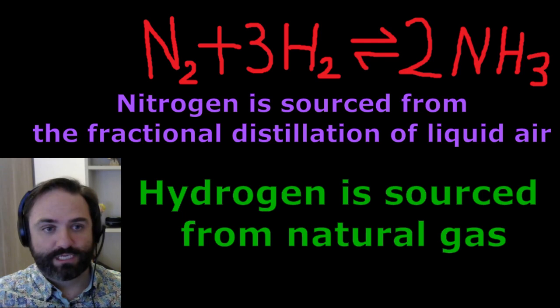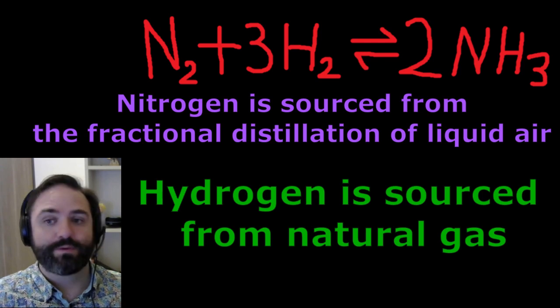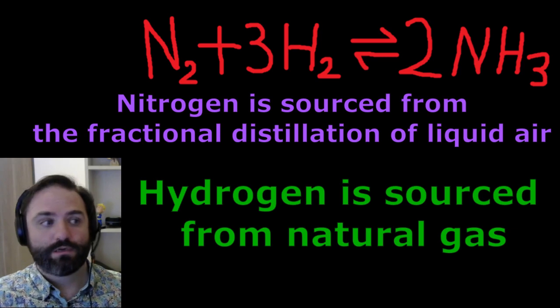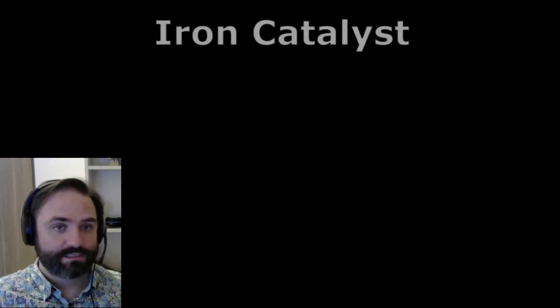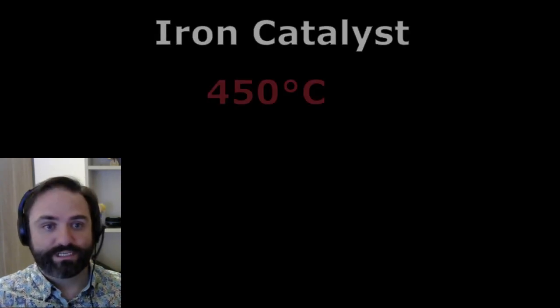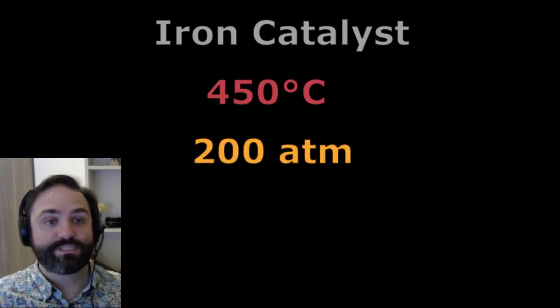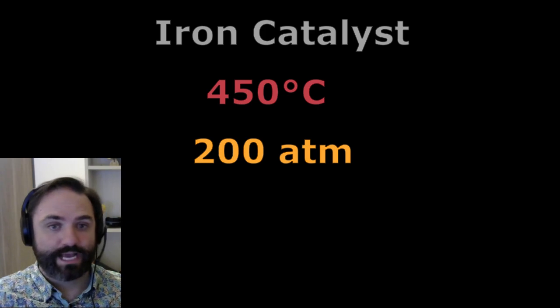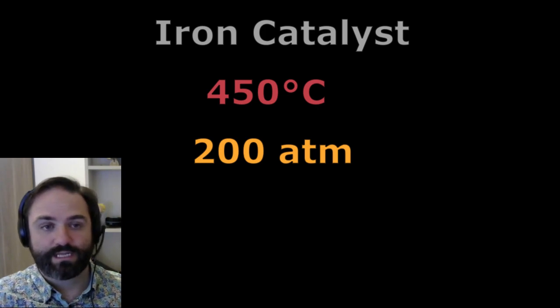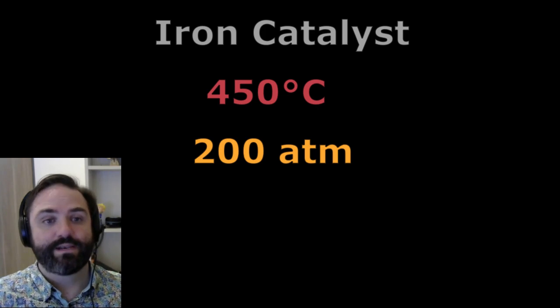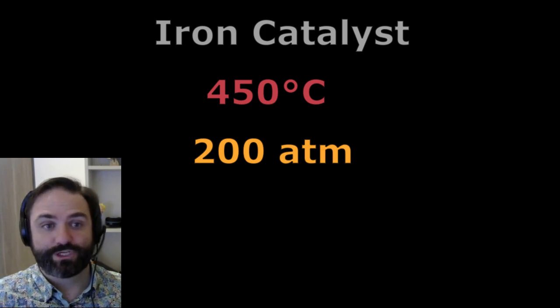The conditions for the Haber process, you have to memorize these. You'll be expected to memorize these on the exam. The conditions are an iron catalyst, 450 degrees Celsius, and 200 atmospheres. You have to give the specific numbers. You can't just say high temperature, high pressure, anything like that. It has to be 450 degrees Celsius and 200 atmospheres of pressure.